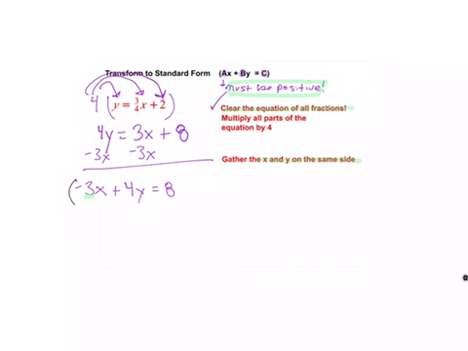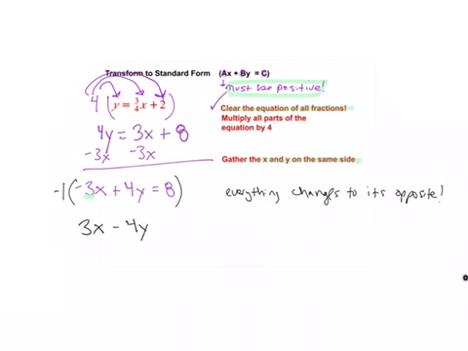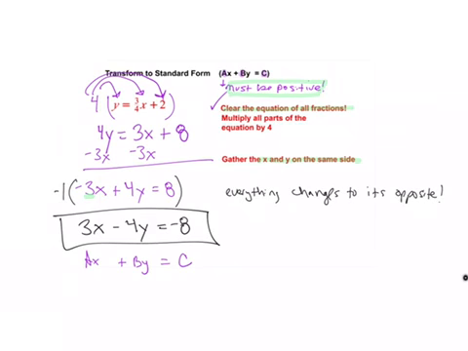I'm going to take the entire equation, wrap it, and distribute the whole thing by negative 1. Remember that when we multiply by negative 1, everything turns into its opposite. So every part of the equation changes to its opposite when you distribute by a negative 1. So negative 1 times negative 3x gives us positive 3x. Negative 1 times 4y is negative 4y. And negative 1 times 8 is negative 8. Now we've got an equation that's in standard form. Ax plus by equals c.